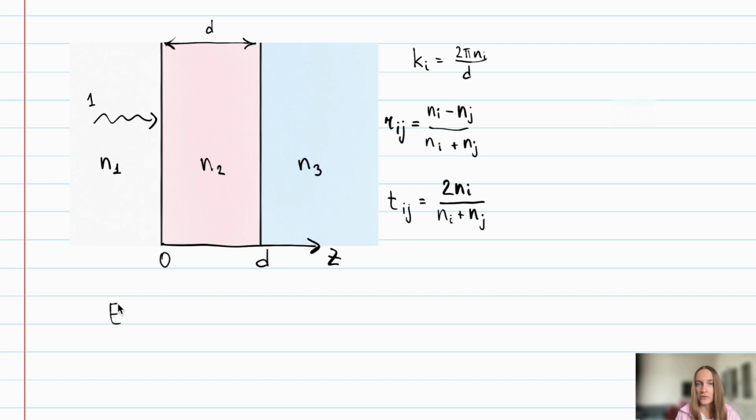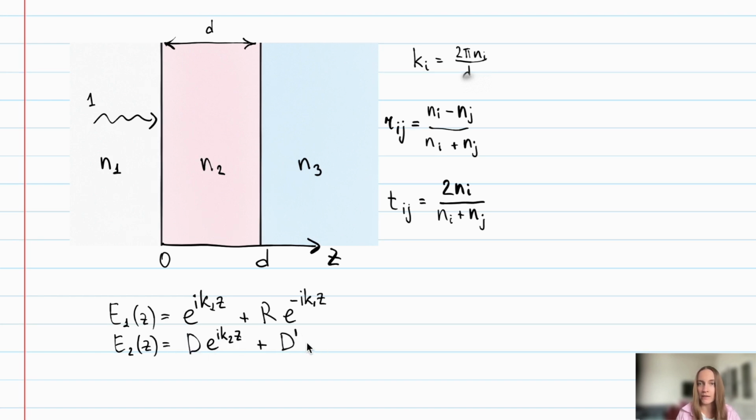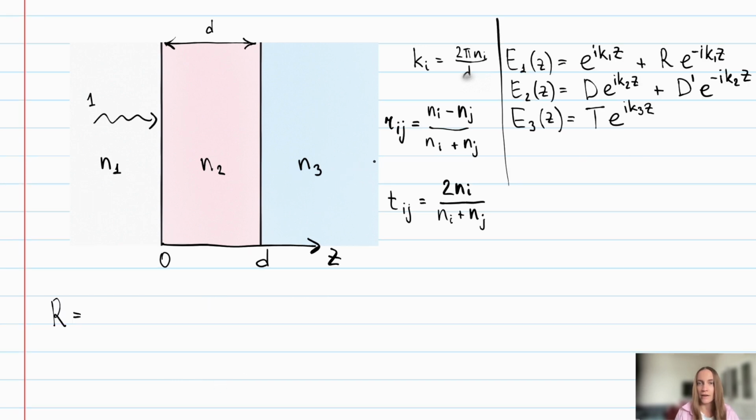Now let's write down the electric field expressions in all three regions. In region 1, the field is the sum of the incident and reflected waves. In region 2, the field consists of two counter-propagating waves inside the thin film. And in region 3, there is only the transmitted wave. To find the coefficients R, D, and T, let's consider what happens step by step.